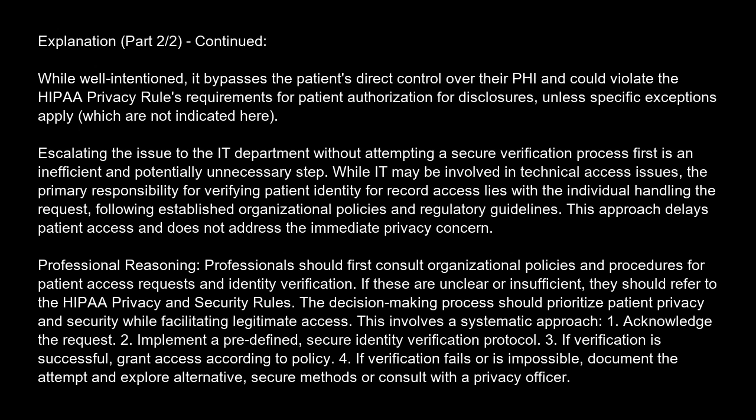Professional reasoning. Professionals should first consult organizational policies and procedures for patient access requests and identity verification. If these are unclear or insufficient, they should refer to the HIPAA privacy and security rules. Decision-making should prioritize patient privacy and security while facilitating legitimate access. This involves a systematic approach. 1. Acknowledge the request. 2. Implement a predefined secure identity verification protocol. 3. If verification is successful, grant access according to policy. 4. If verification fails or is impossible, document the attempt and explore alternative secure methods or consult with a privacy officer.